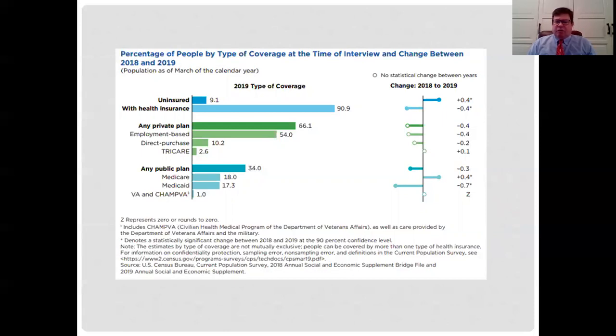Most of them come from your employer. We'll see in a couple seconds that the larger your employer is, the more likely that they are to offer you health insurance. Then direct purchase would be just me buying my own medical plan on the open market. And TRICARE is a program that's been set up for military and post-military people as well, that's considered a private plan. Now, public plans, on the other hand, account for about a little bit over 1/3 of all health insurance in the United States.